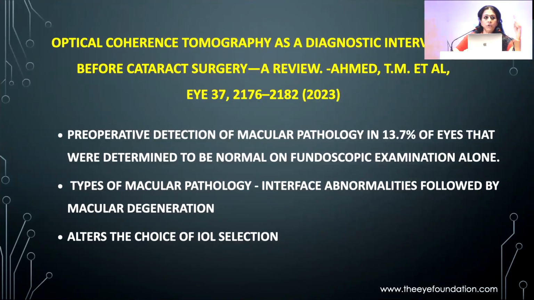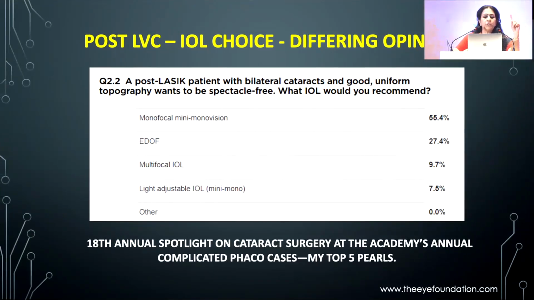So what you also understand while I'm showing you all of this, we need to do an OCT mandatorily in all patients, at least in premium IOLs, because in 13.7% of these situations, the OCT picks up a macular pathology which was not seen on a routine fundus evaluation. So you need to be so optimal in these premium IOL patient selection.